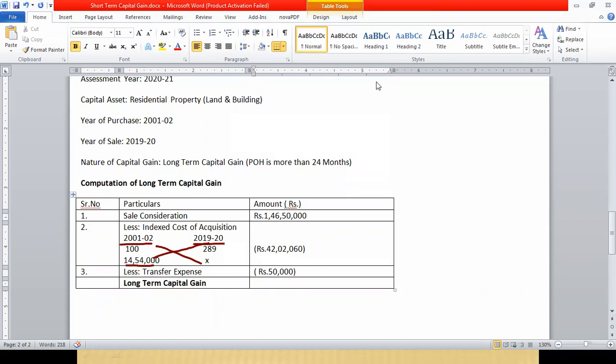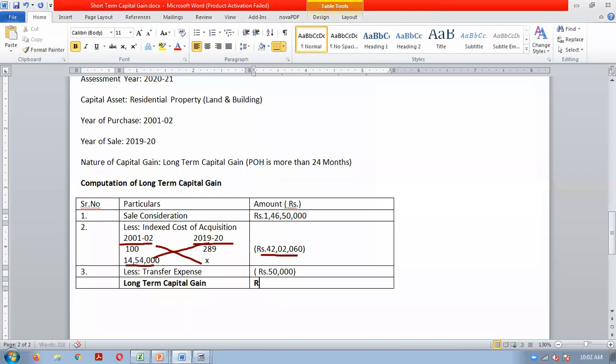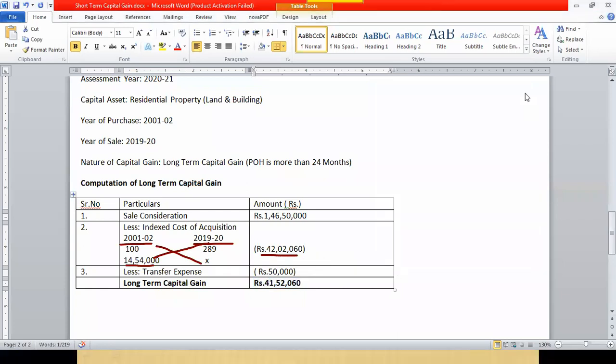How much? 1 crore 46 lakh 50,000 minus 42 lakh 2060 minus 50,000. So it will be rupees 41 lakh 52,060. This will be the long-term capital gain. On this, you will have to pay 20% tax and 4% education and higher education cess on the tax amount. So this is the capital gain working.